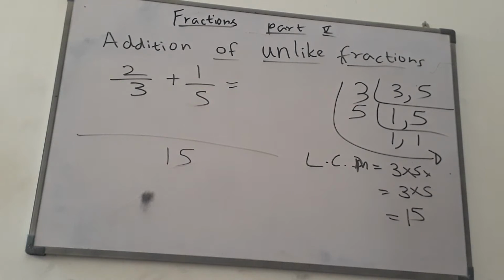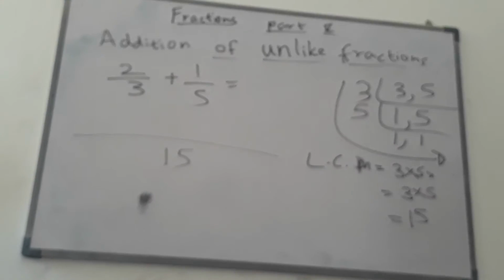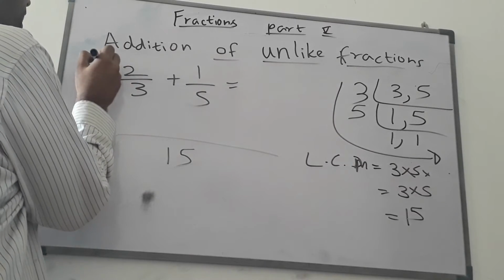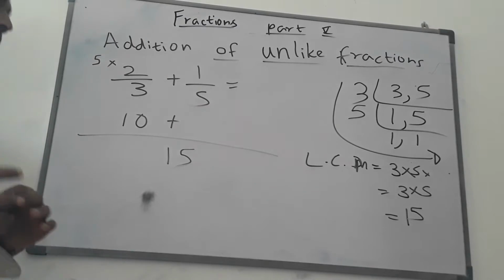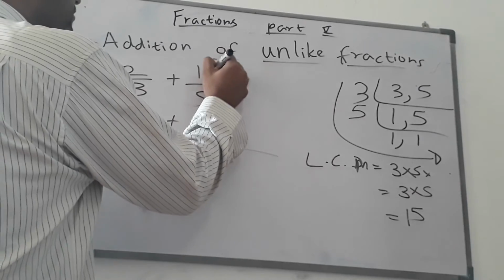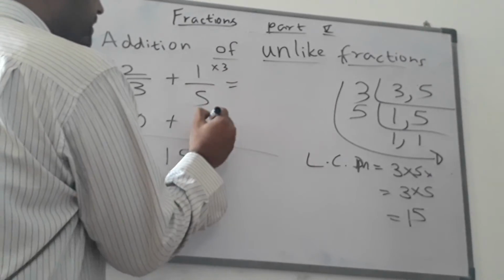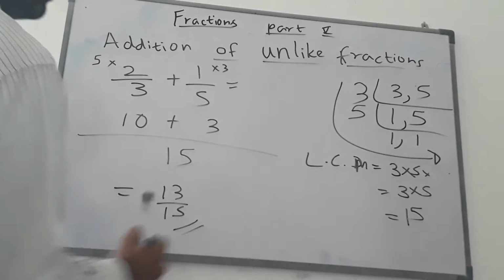Now we have to check how many 3's are there in 15. 3 times 5 is 15. Okay, 3 times 5 is 15, and we have to multiply this 5 by 2. 5 times 2 is 10. Now we have to check how many 5s are there in 15. If we divide 15 by 5, 5 times 3 is 15. So we have to multiply 1 by 3. So 3 times 1 is 3. So here the answer is 13 out of 15.